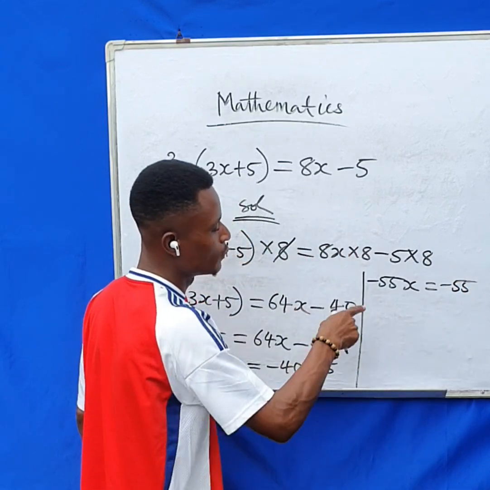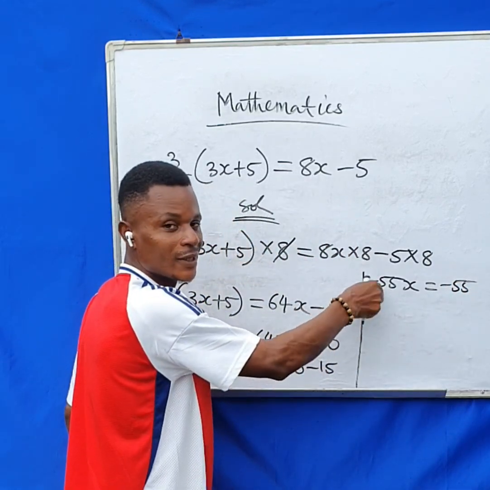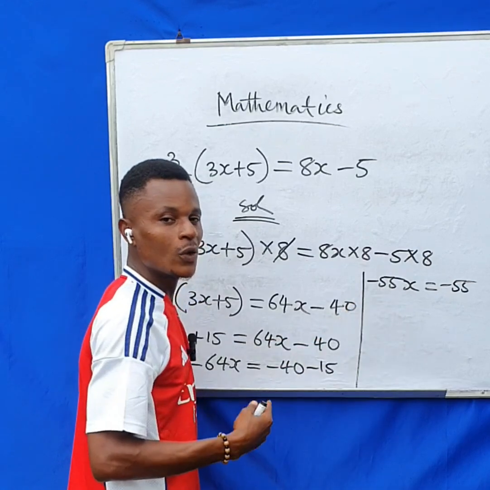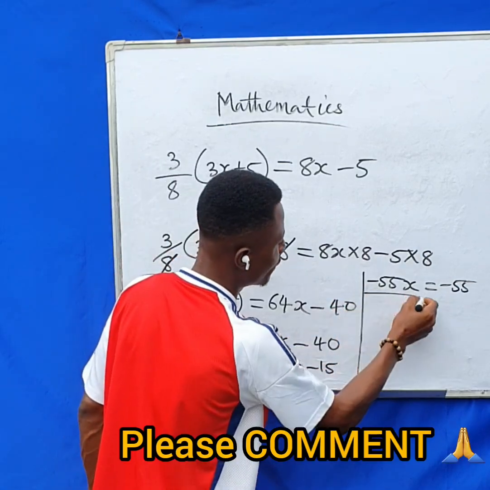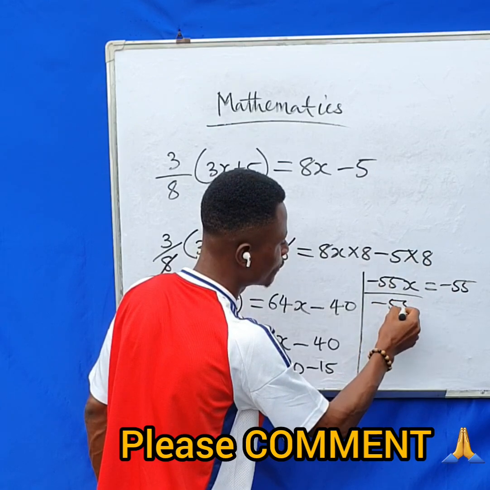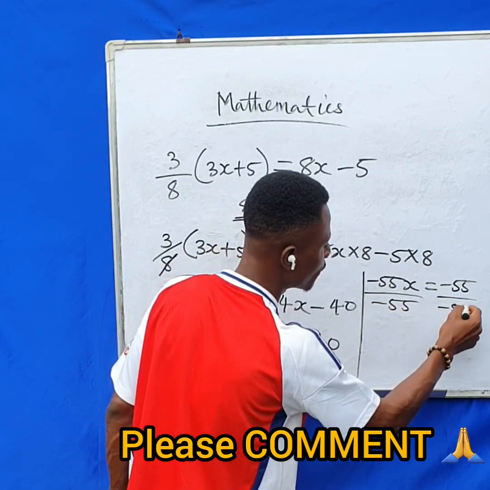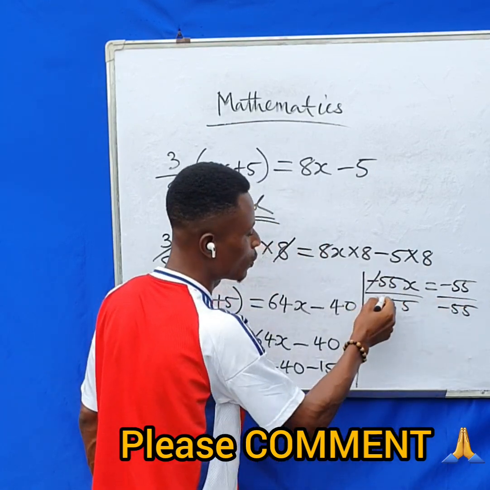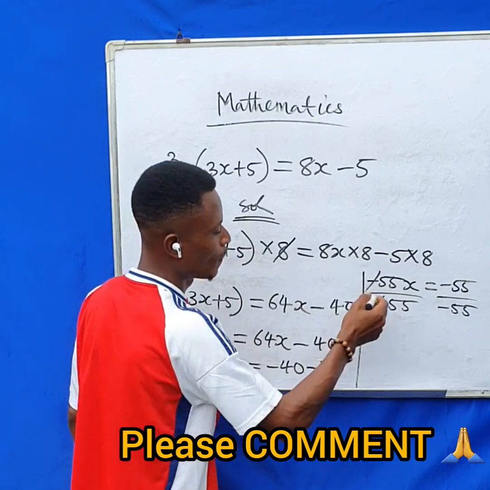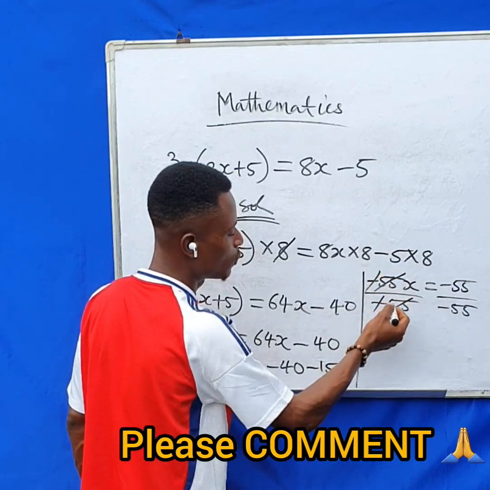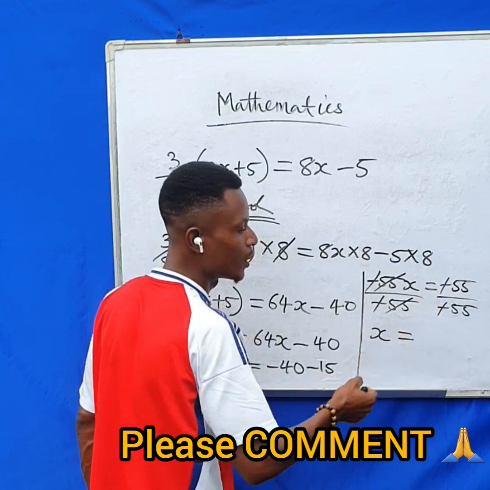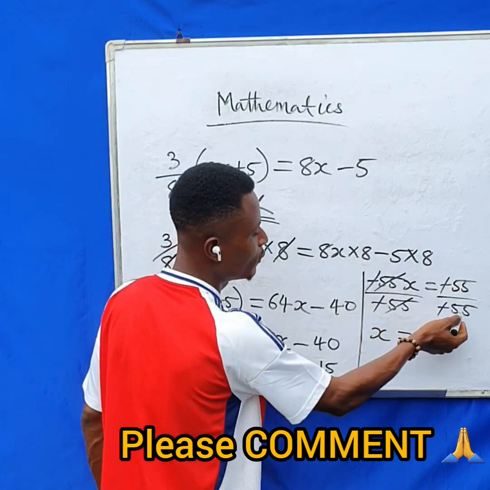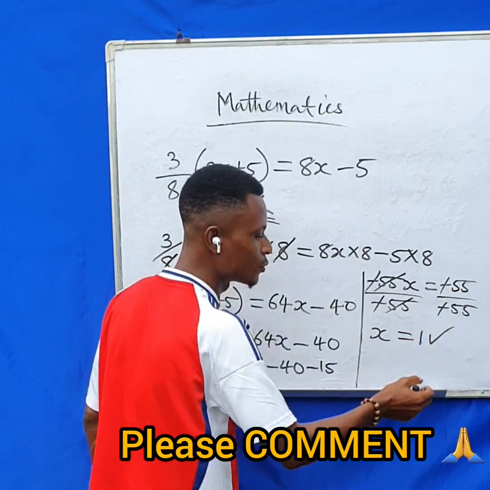Now the next thing to do is to divide both sides by this negative 55 that is attached to this x. Why? Because we are looking for x, not negative 55x. So we divide by negative 55 and also divide this by negative 55. This negative sign will cancel this negative sign. 55 will cancel 55 and we have only x here, equal to negative here will cancel negative. 55 divided by 55 is 1, and this is the answer to this question.